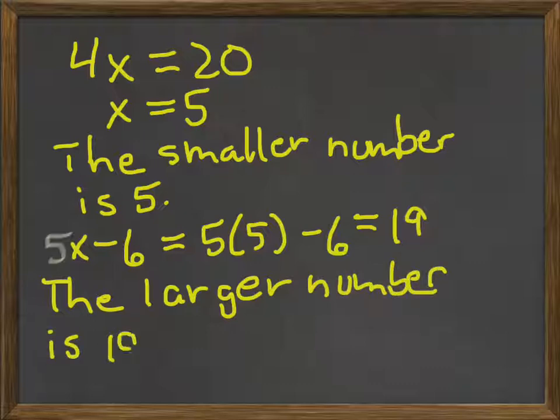And since this isn't a problem about anything except numbers, there's no real-world context to do the reasonableness check. All you can really do is make sure it satisfies everything it says in the problem, and we've already figured that the larger number is 5 times the smaller minus 6. The other thing we could check is that their difference is 14, and when you do 19 take away 5, you do get 14, so it seems reasonable.